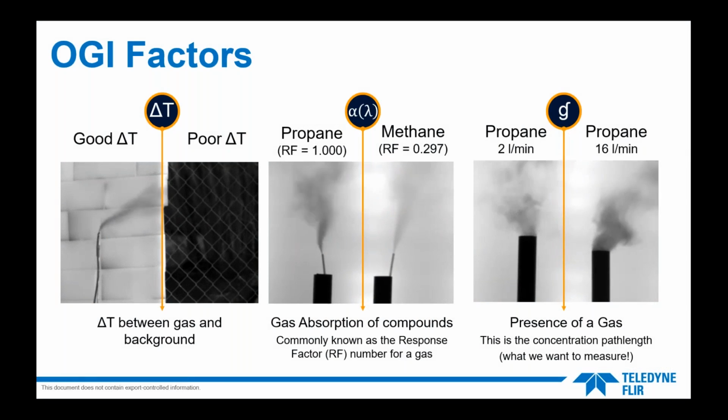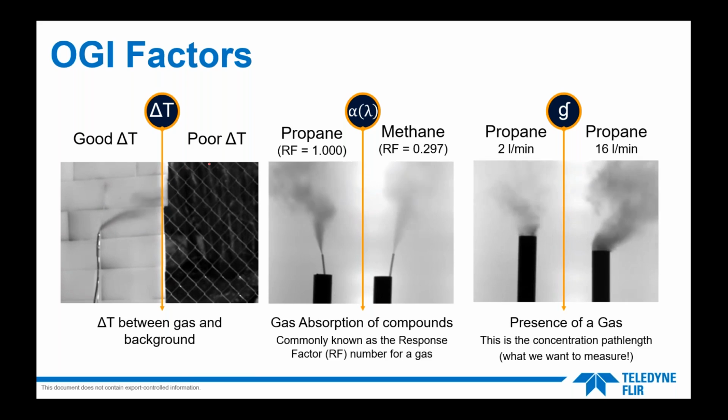So to put this into some sort of visual aspect for you, we have on the left-hand side here, sorry, let's bring up my laser pointer. So this is an example of good delta T and poor delta T. Now, you should be able to see my laser pointer. This is an edge of a brick wall. You can tell it's a brick wall. So this brick wall would have maybe had some solar loading on it, and it's creating a good temperature differential between the background, the brick wall, and the gas plume itself.